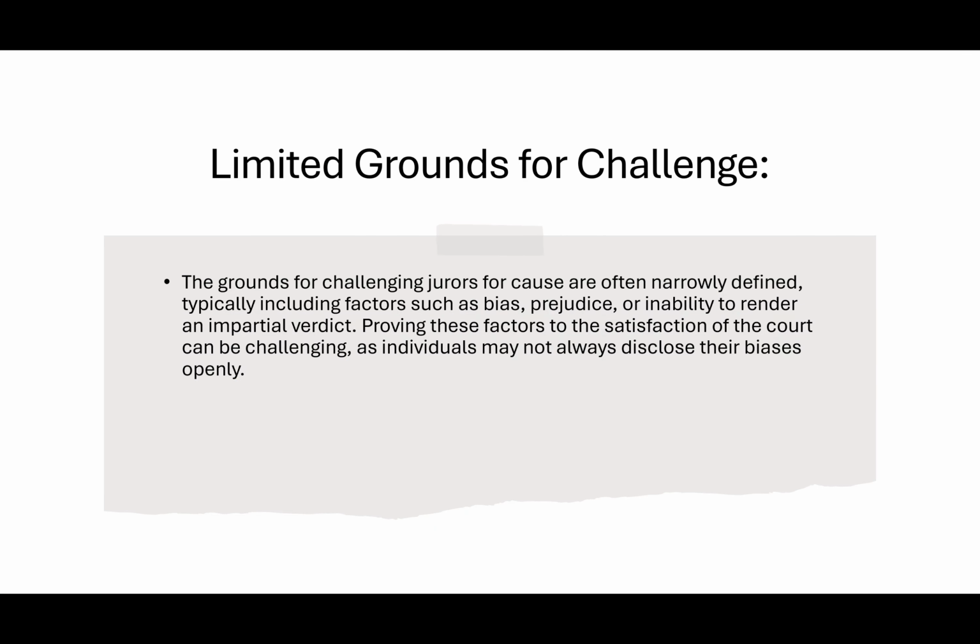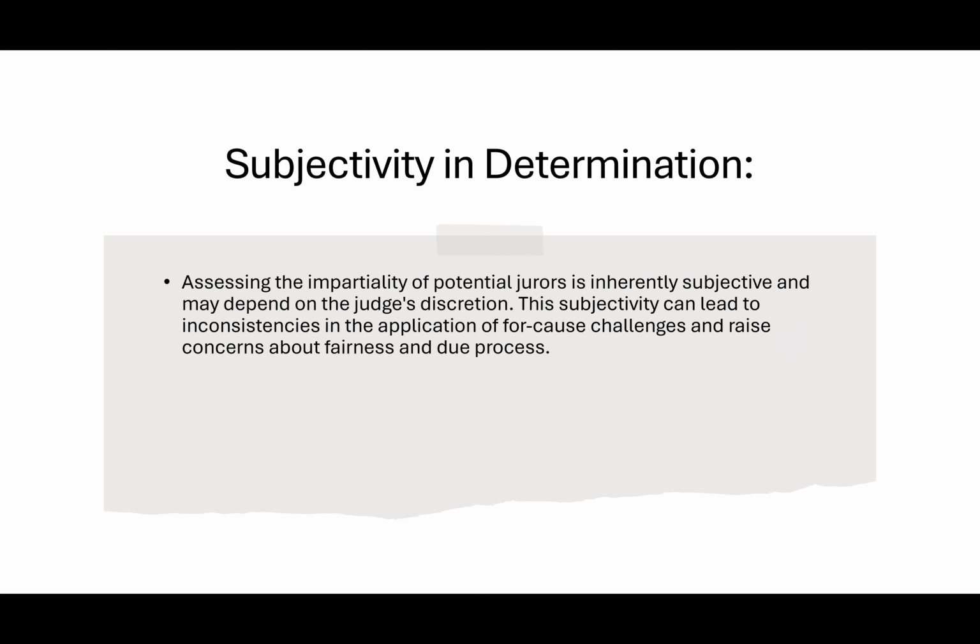So they have limited grounds for challenge. The grounds for challenging jurors for cause are often narrowly defined, typically including factors such as bias, prejudice, or an inability to render an impartial verdict. Proving these factors to the satisfaction of the court can be very challenging.